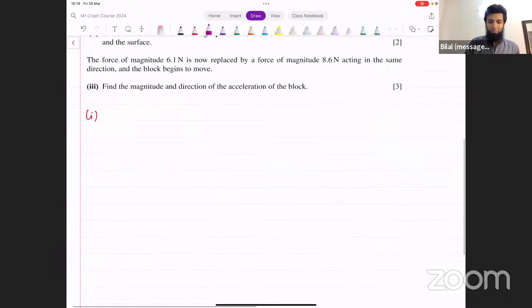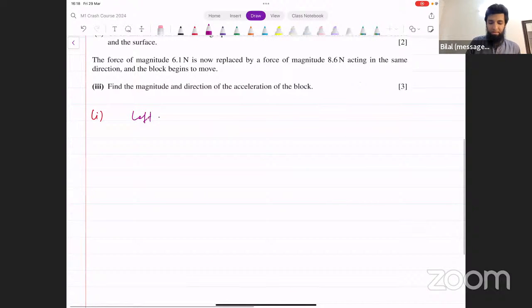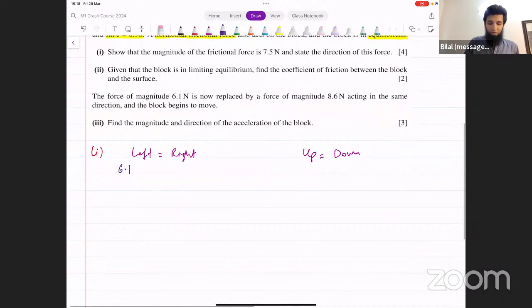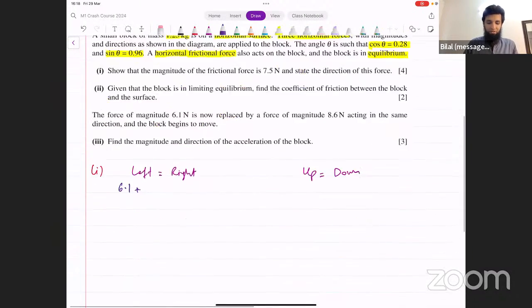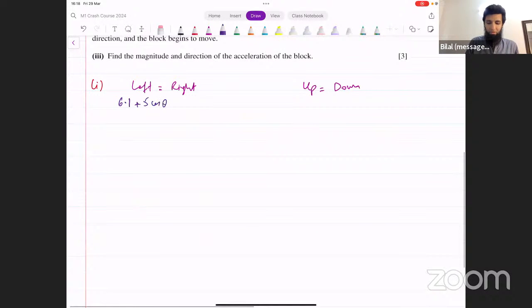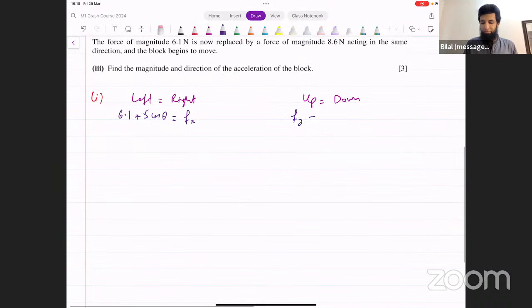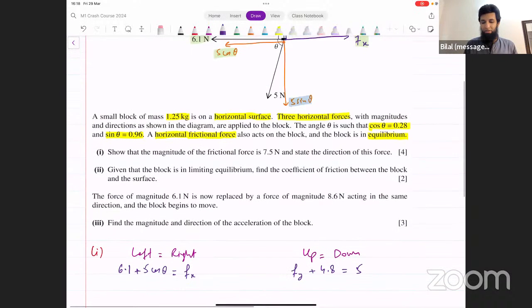Let's do that. Equate the forces acting towards the left side to the forces acting to the right side. Equate upward forces to the downward forces. On the left side, we have 6.1 and 5 cos theta. To the right side, we just have Fx. Upward forces Fy and 4.8. Downward is 5 sine theta.